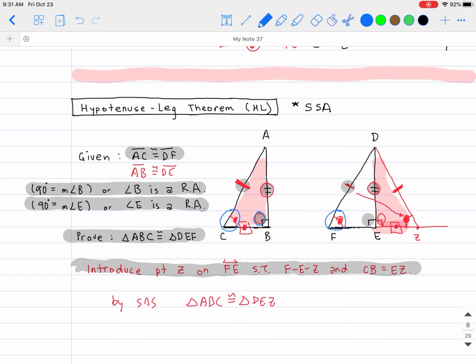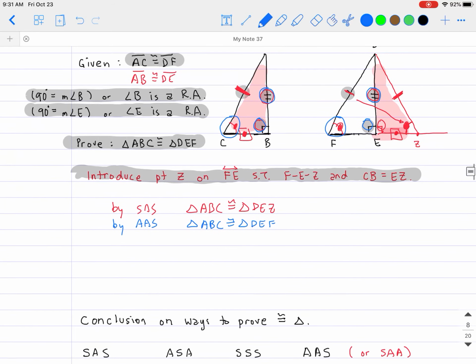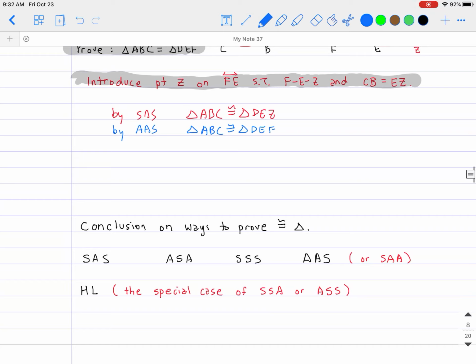And lo and behold, let me use a different color because it's getting a little bit too messy. Here in the original triangle, we have C and F, those are congruent to each other. We have B and E, which are congruent to each other. And finally, we have AB and DE, which are congruent to each other. So now we can say that by AAS, because that's what we proved previously, triangle ABC is congruent to triangle DEF. Okay? All right. So that one's out of the way.